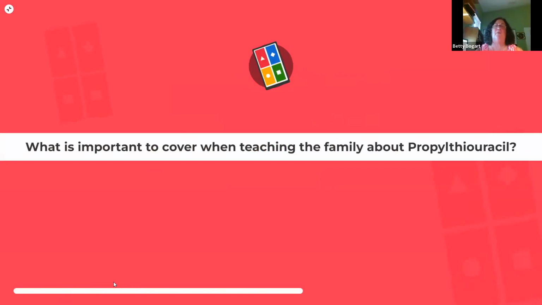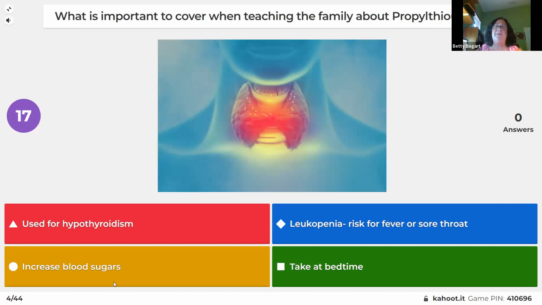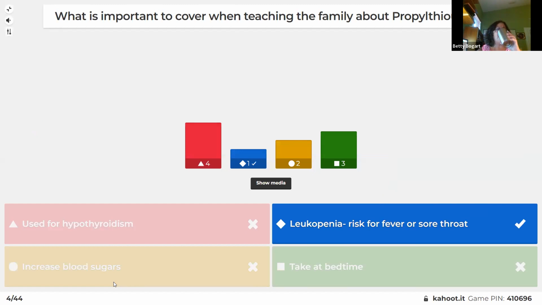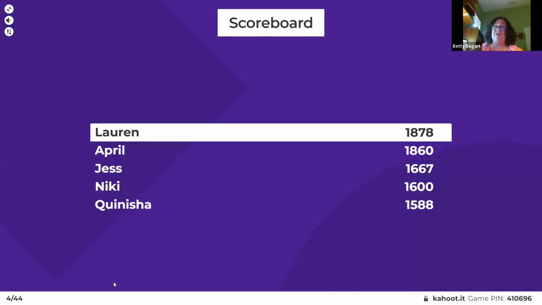What is important to cover when teaching the family about propylthiouracil? I call it PTU. It's a medication that's given for hyperthyroidism. And there's a side effect that these patients taking it, who are parents of children, and children need to know this is a side effect. This causes leukopenia, which means what? You're immunosuppressed, susceptible to infections. So you're at risk for fever, sore throat. So they need to be really careful, hand washing and protecting themselves, especially today.